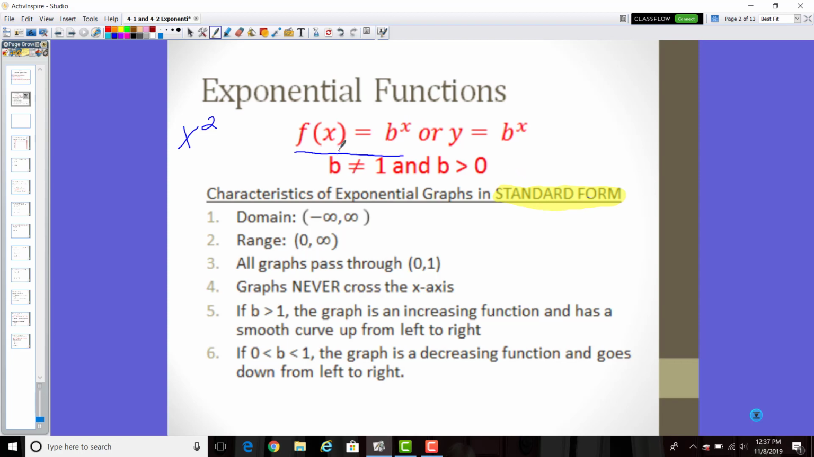standard form. In order for it to be exponential, this base cannot be 1, because 1 to any power is still going to be 1, so that's not going to change. Our base also in standard form would have to be greater than 0.